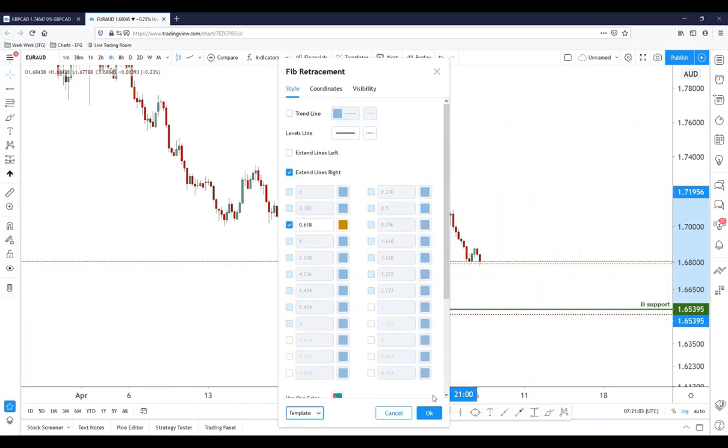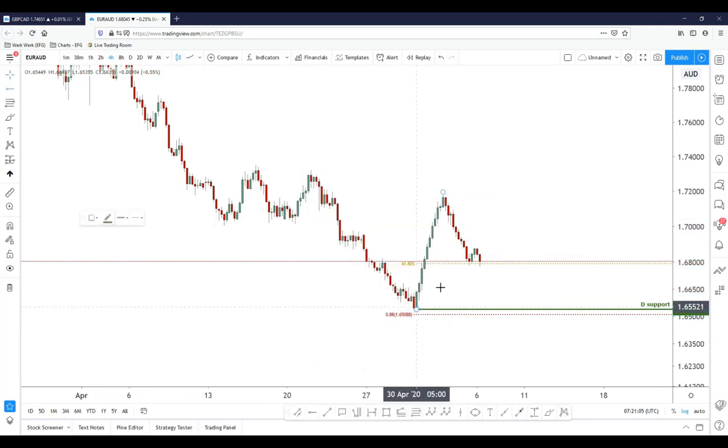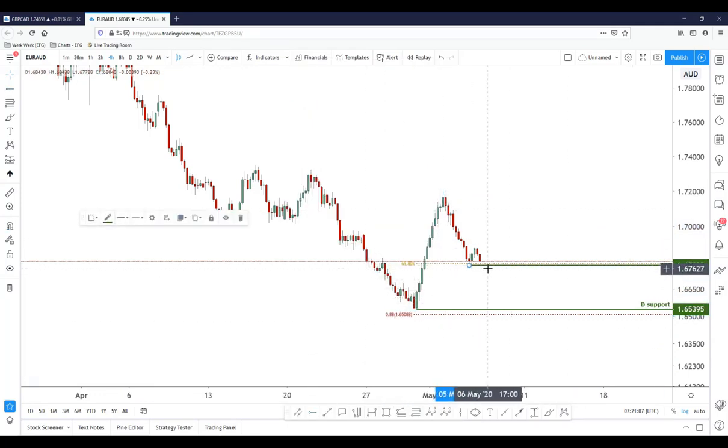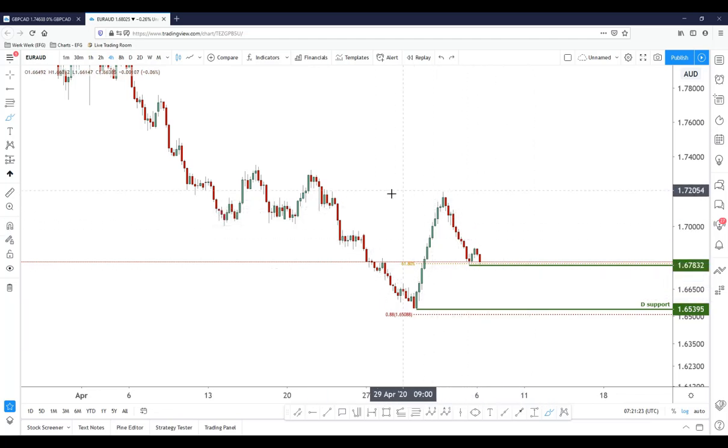So let's highlight that level, and we can actually say that this is the real support right now, right? Price can either bounce higher from here, all right, or price can actually break, retest, and go all the way down to the daily support. So this 1.678 level is a very important level to look out for.